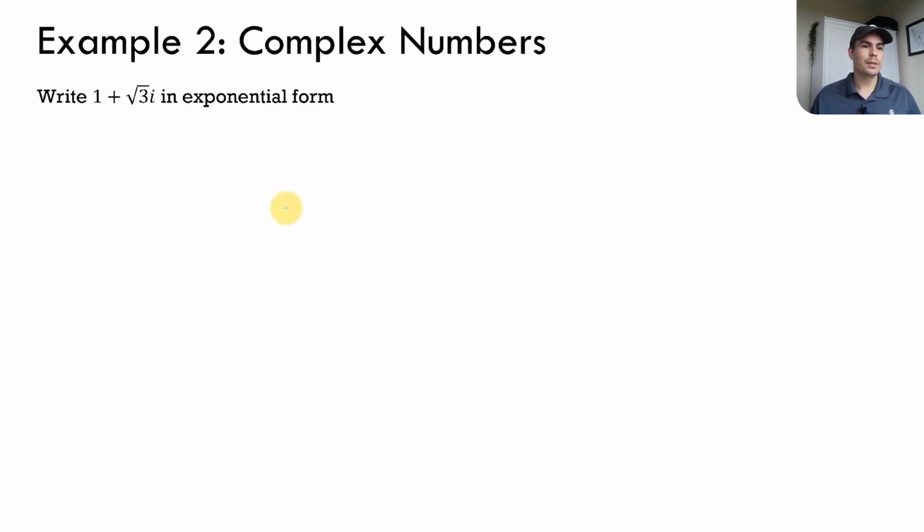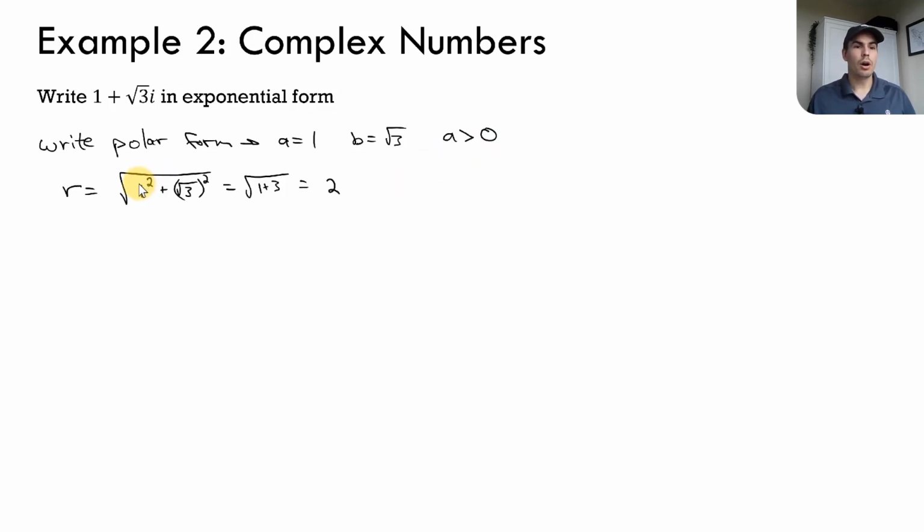All right, taking a look at complex numbers now, we're going to write 1 plus square root of 3i in exponential form. So I need to think of this in polar form first, where a is 1, b is the square root of 3, and a is going to be greater than 0. It's a positive value. So r I find just the same. I take the square root of a squared plus b squared. That's going to give me 2.